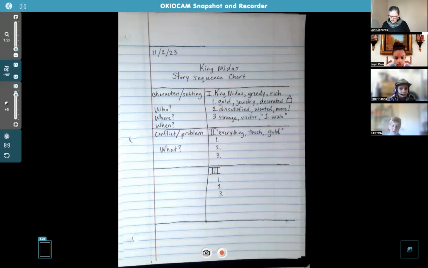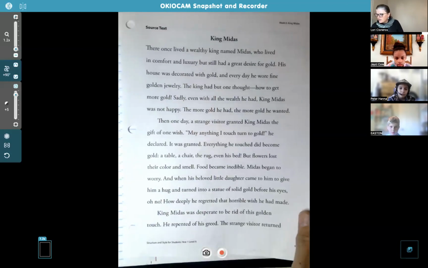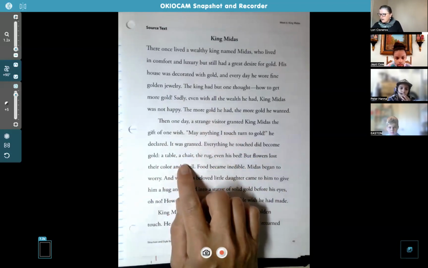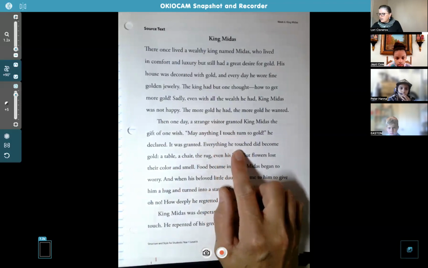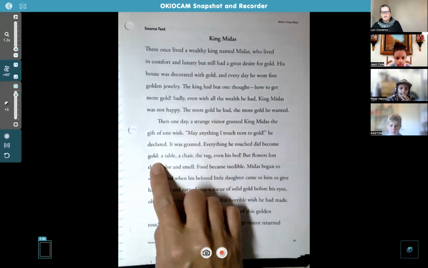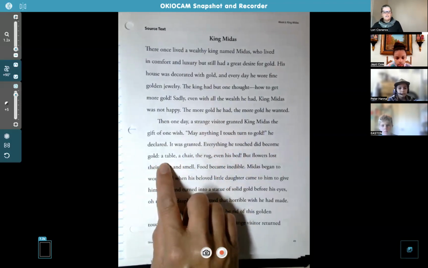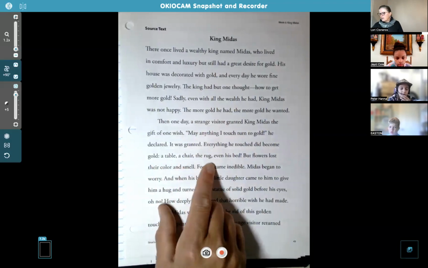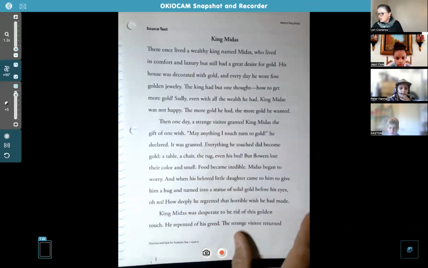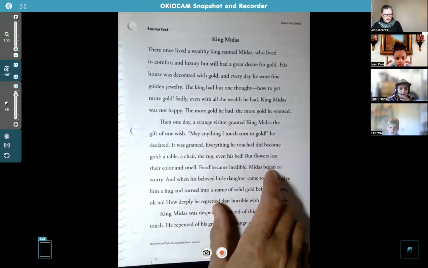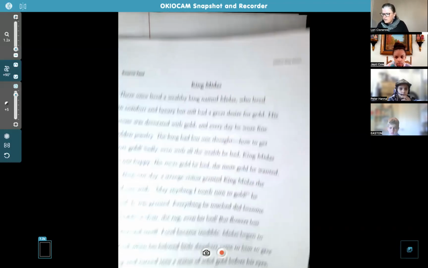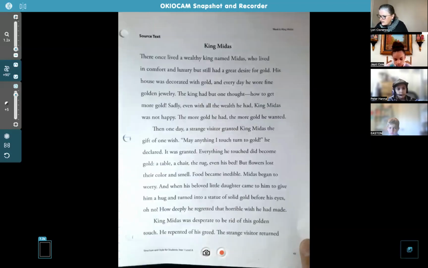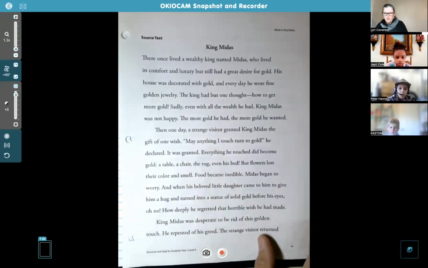I forgot. It's plants. Right here, it's right here in the second paragraph, if you want to look at it, right here where it says, everything he touched did become gold, and then it tells the things that he touched. Table, a chair, the rug, even his bed. Yes, and you already mentioned food, and then flowers, that also turned to gold. Okay, so, but the first part here, table, chair, rug, and bed, that's 4 words.